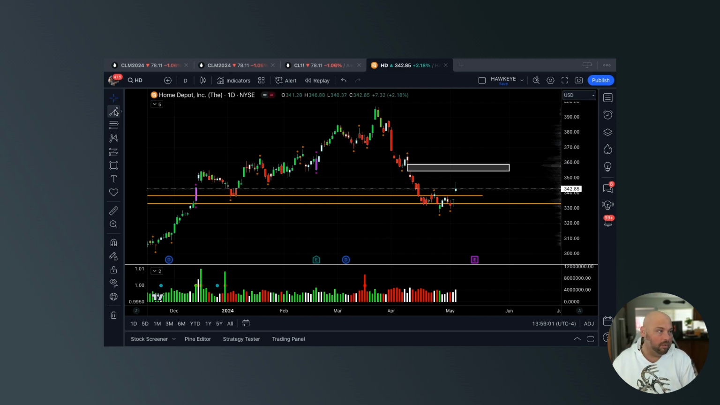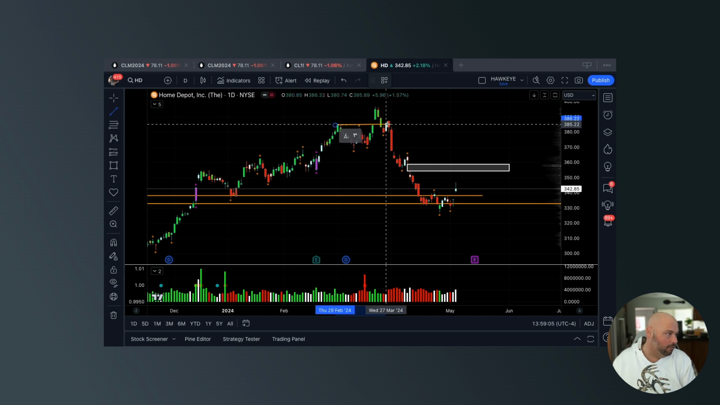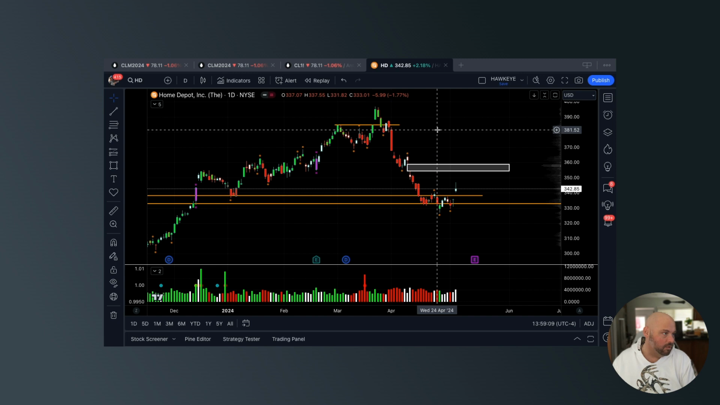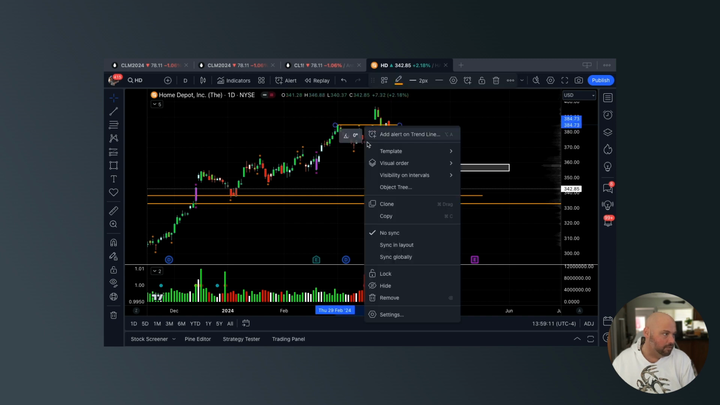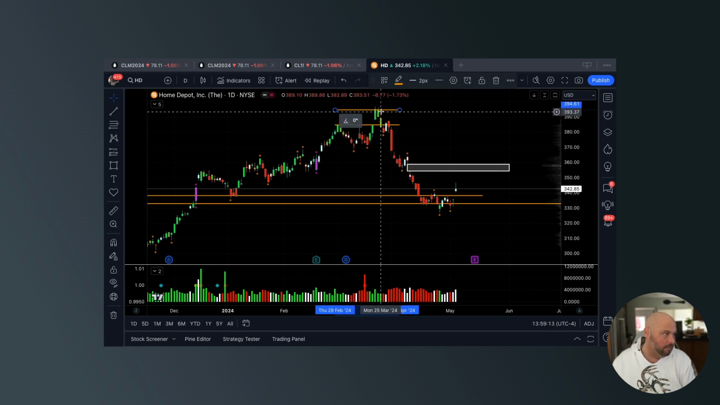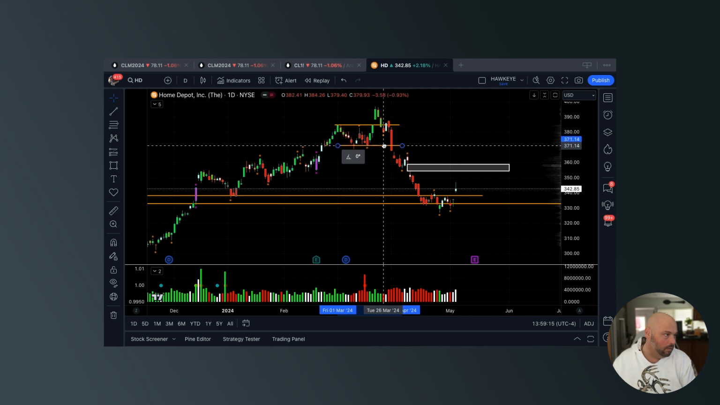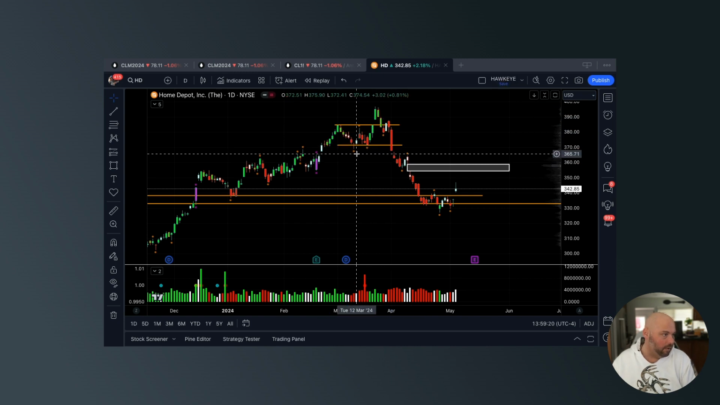And once we broke this area, once this area here proved not to be support any longer, that's when we were in trouble, okay? The next layer of support would have been right down here at these lows right there. Then we broke that, right? Then we broke this gap. And then we broke these lows, right? We actually gapped through them.